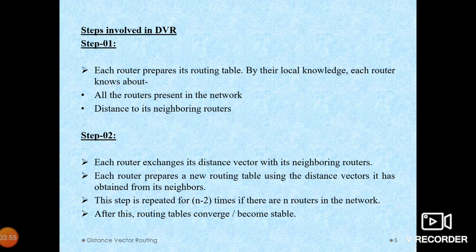Steps involved in DVR. In step 1, each router initially prepares the routing table. By their local knowledge, each router knows about all the routers present in the network and the distance to its neighboring routers. In step 2, each router exchanges its distance vector with the neighboring routers. Each router prepares a new routing table using the distance vector it has obtained from its neighbors. This step is repeated n-2 times if there are n routers in the network.